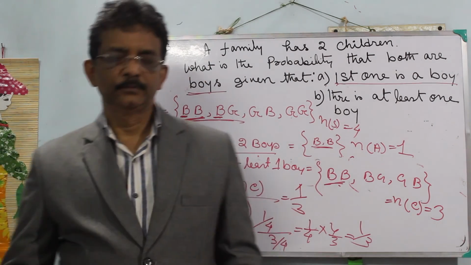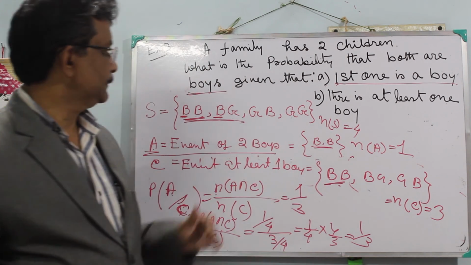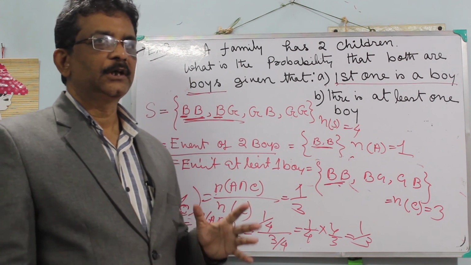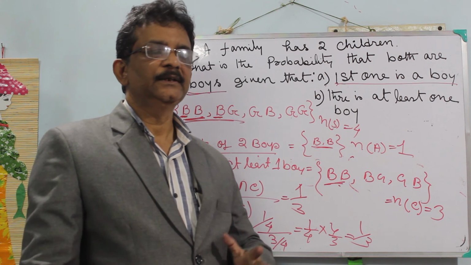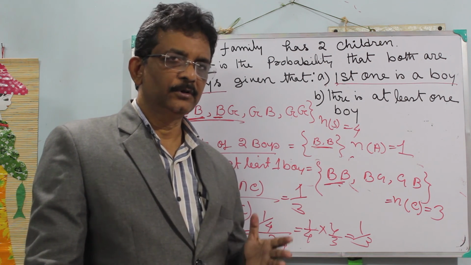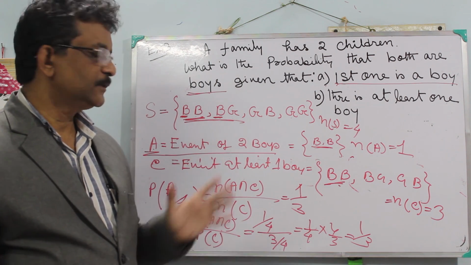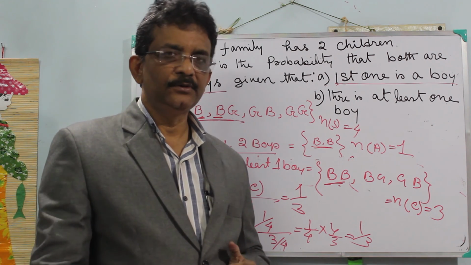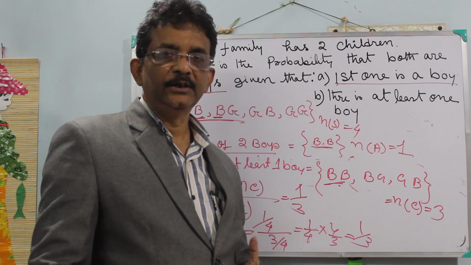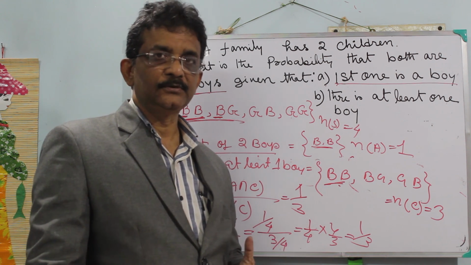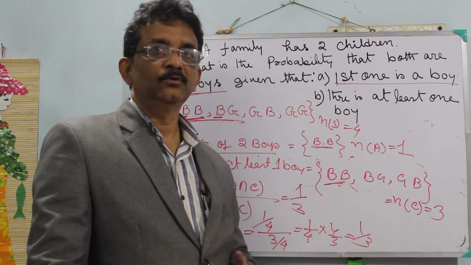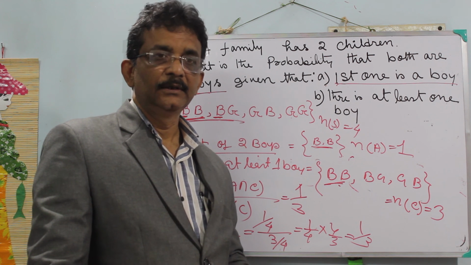Clear? I hope from these 3 examples on conditional probability you have got some idea about conditional probability. It is not very tough. If you understand step by step, it will be very easy for you. I have completed only 3 examples. In part 3 video, I will give you some tricky, standard, good problems on conditional probability. Then your idea will be clearer.